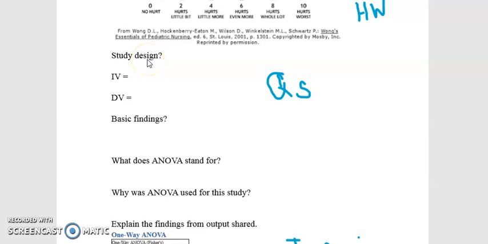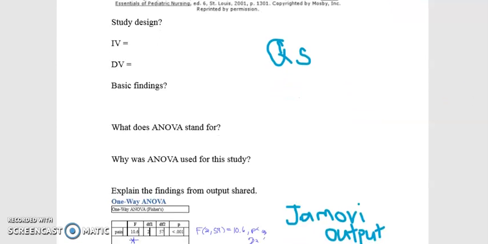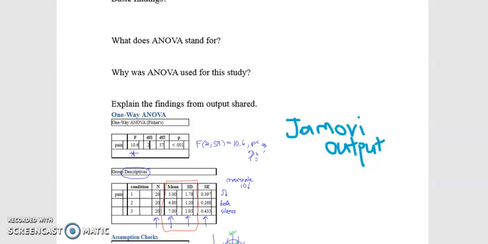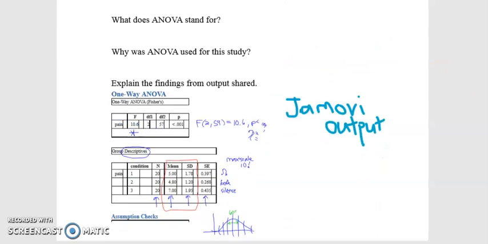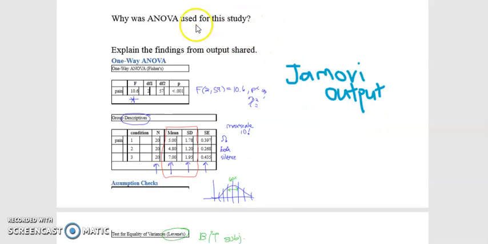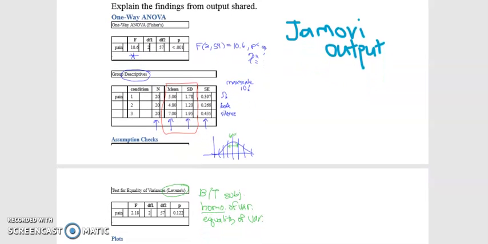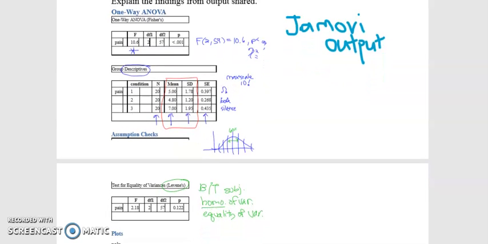A lot of these questions are going to be repeated on your homework, which can be answered in a text box or you can type it up. I didn't ask you in the homework what ANOVA stands for, but that's analysis of variance. But I did ask you why ANOVA was used in the study.